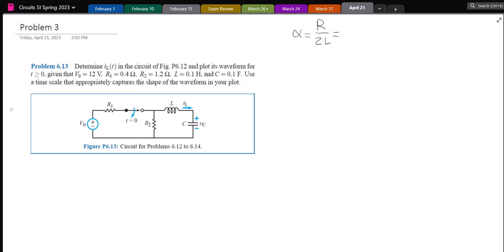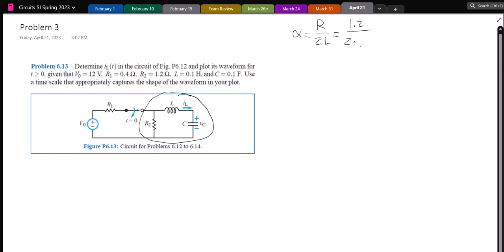And we're going to look for R. You look at the part of the circuit that you have after the switch is open to get the R. And so our R, that's R2, is 1.2, over 2 times L, which is 0.1. Yeah, it's the same as the problem before. And so alpha is 6.